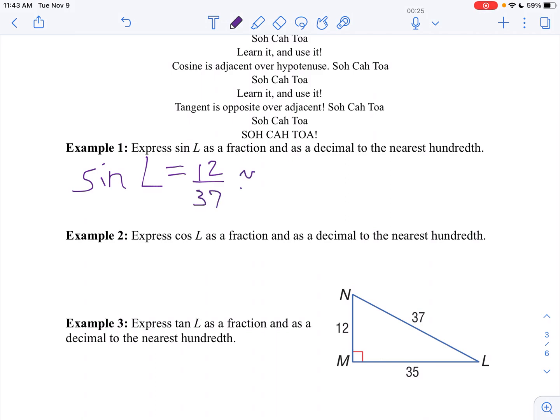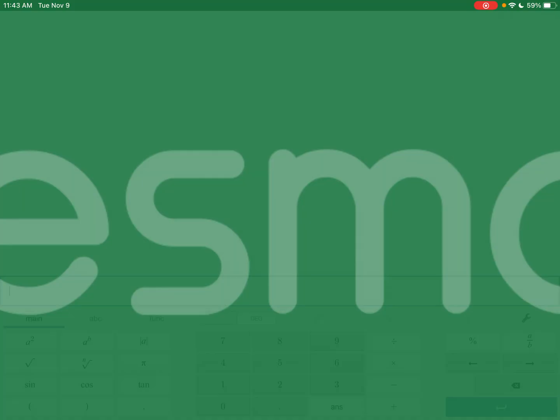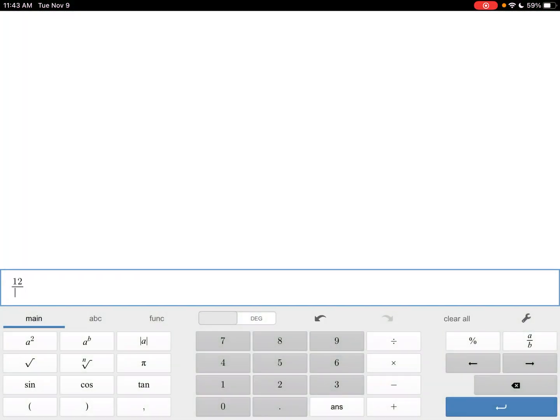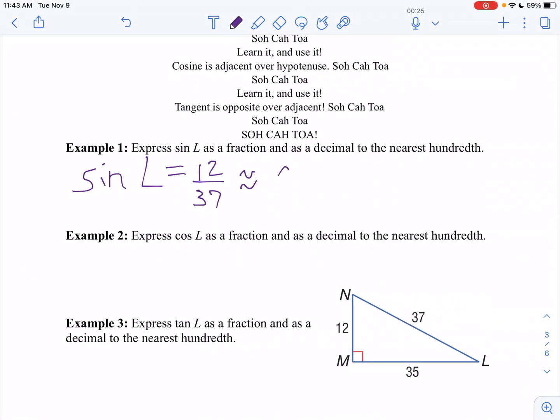Now, as a decimal, let's use my calculator. I'll take 12 divided by 37. Sorry, I don't know why it's so slow. We get 0.32. Because you're dividing by the hypotenuse, sine is always going to be a decimal number less than 1, because you're dividing by the biggest side.